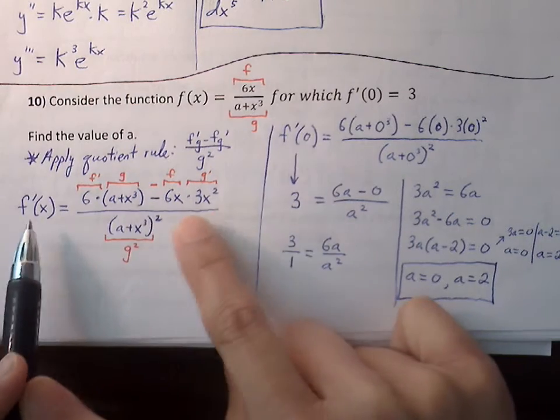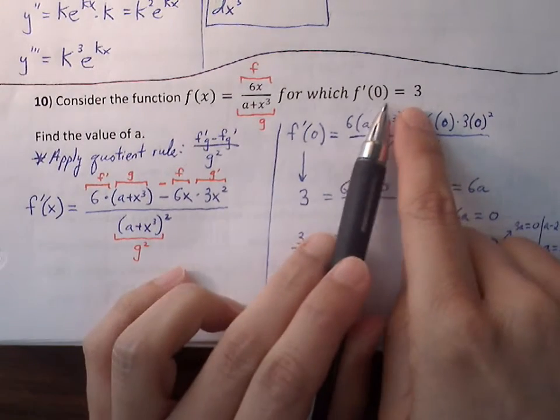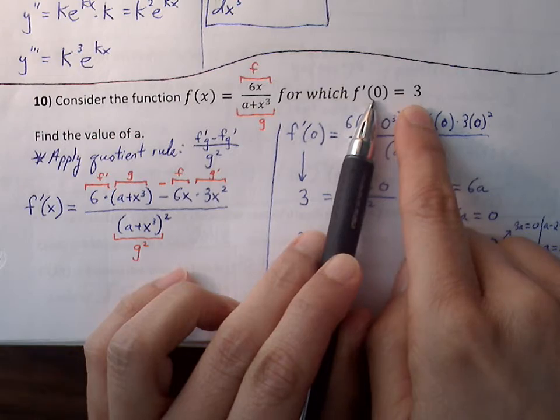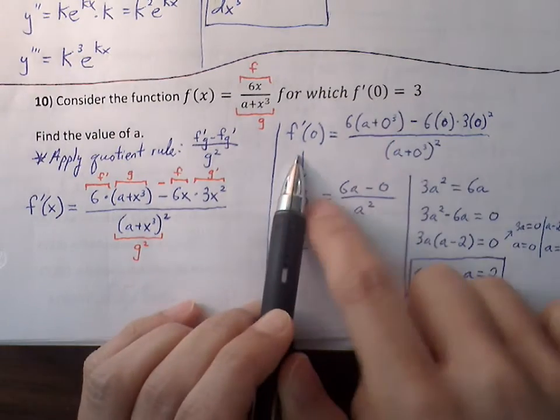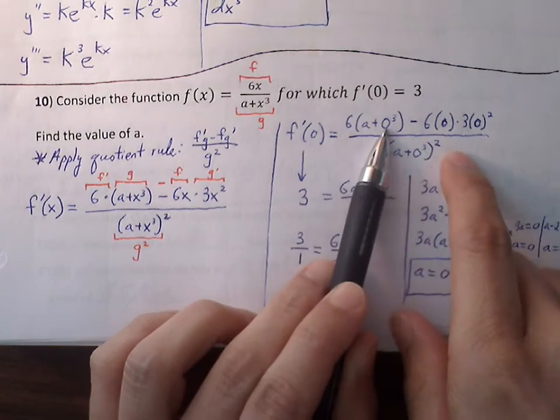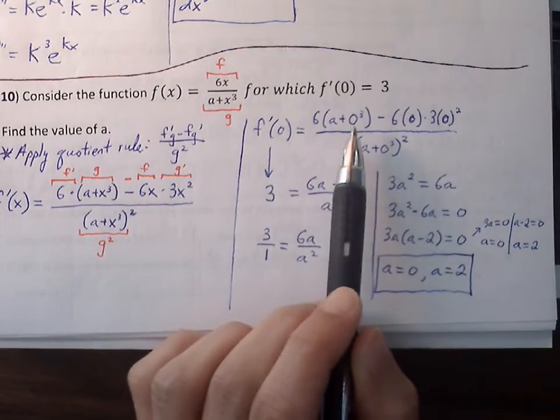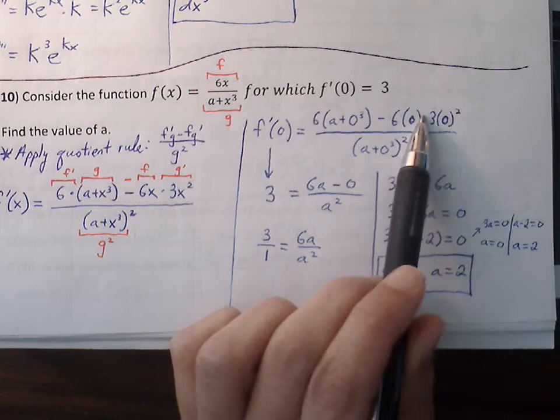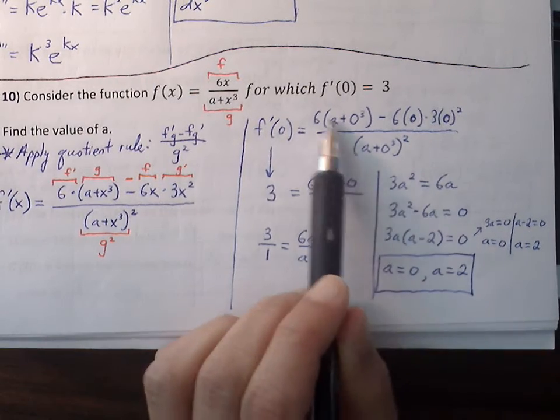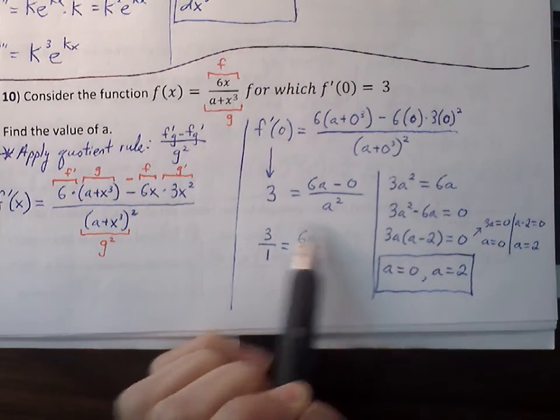So now I have my derivative. I know this ordered pair can be used inside my derivative equation, so 3 will plug in for f prime of 0, replace every x with 0. We get 6 times a plus 0 cubed. All this will go away to 0. So we get 6a minus 0 over a squared equals 3.